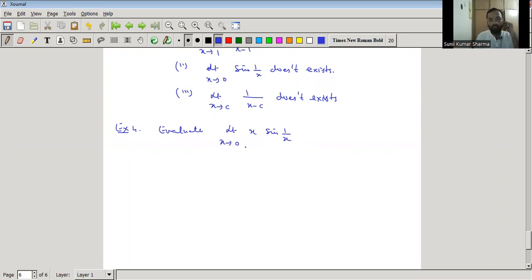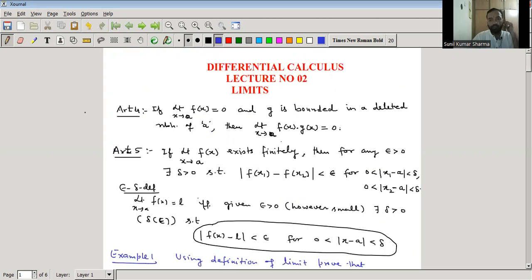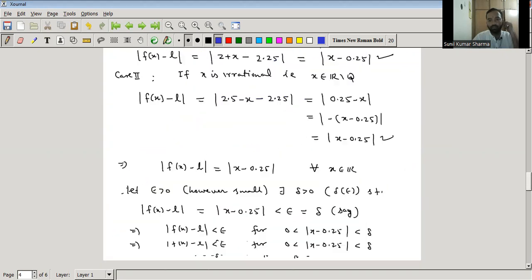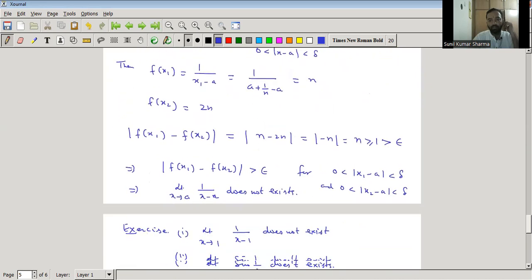In some examples, we make use of article number 5. In some examples, we make use of article number 4. So in article number 4, what we get is: if limit x goes to a of f(x) is equal to 0 and g is bounded in a deleted neighborhood of a, then limit x goes to a of f(x)g(x) is equal to 0. So we try to use this result in this example.